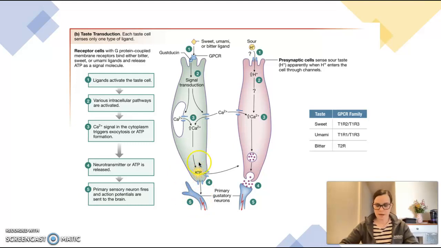So once our primary gustatory neurons have been activated, those axons are going to travel down through cranial nerves 7, 9, and 10. They are going to synapse within the medulla. From there, the axons are going to travel up into the thalamus, and from the thalamus, those are going to travel to the gustatory cortex, which is where we are going to get our perception of taste.